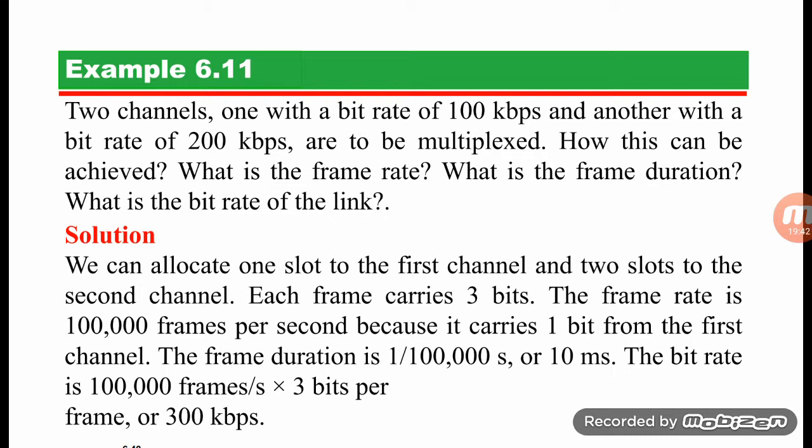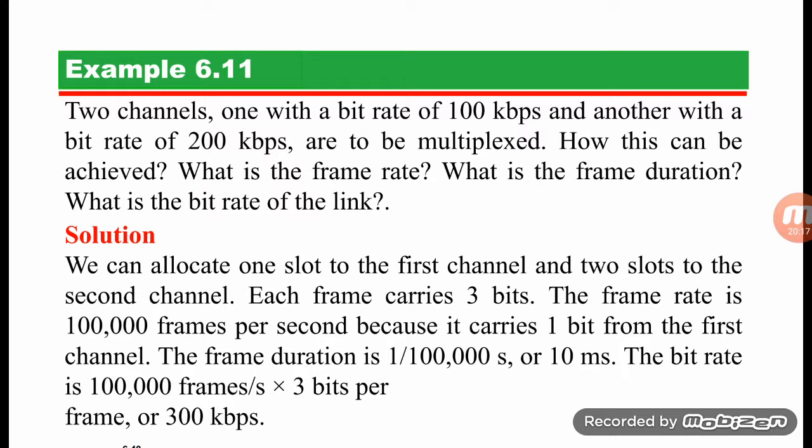So now we have 3 slots or 3 users of 100 kbps. Each frame carries 3 bits, right? It is something like this. One was 100, right? And one was 200, right? So what I did, I split this 200 into two, each one is 100. So this one is 100, and now I have this: 100, another 100, and another.